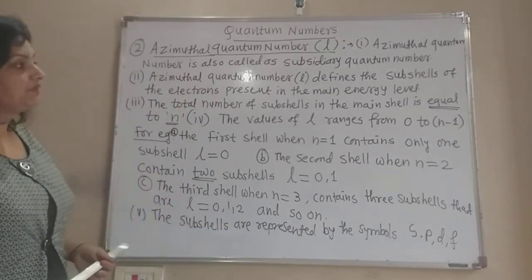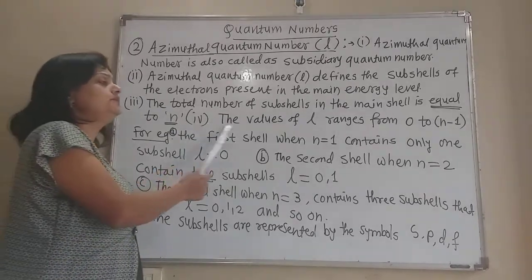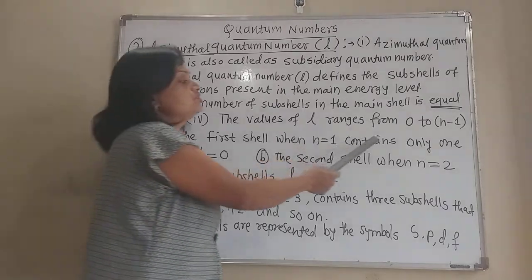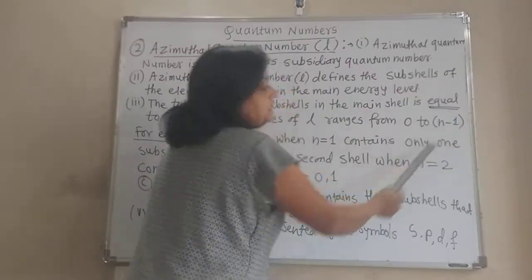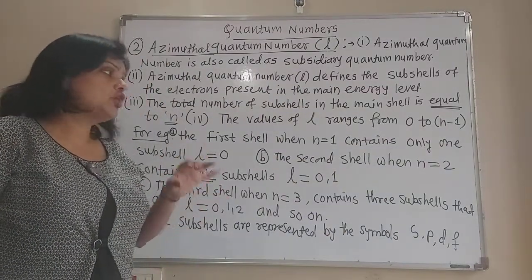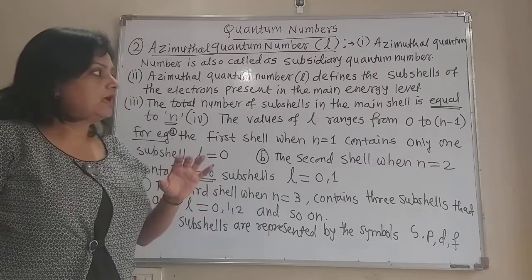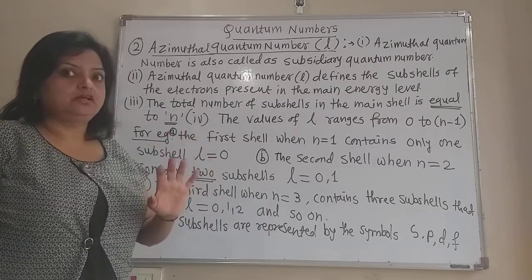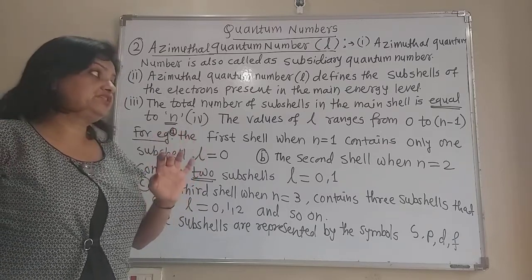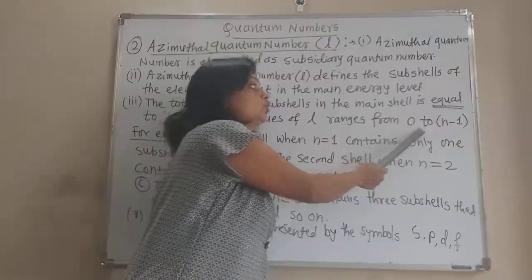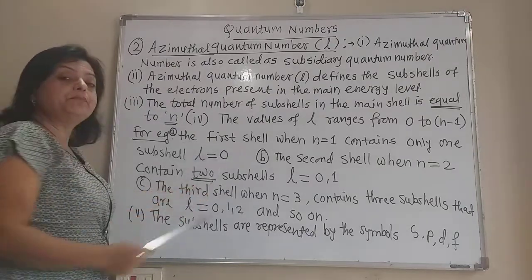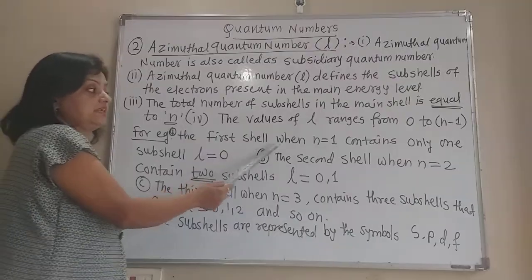For example, how can we calculate the values of l? The values of l range from 0 to n minus 1. It means the 0 value is always there; the values of l start from 0. And in the n shell, the number of subshells present is given by this formula, 0 to n minus 1.